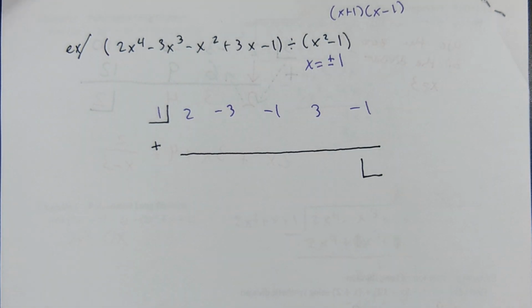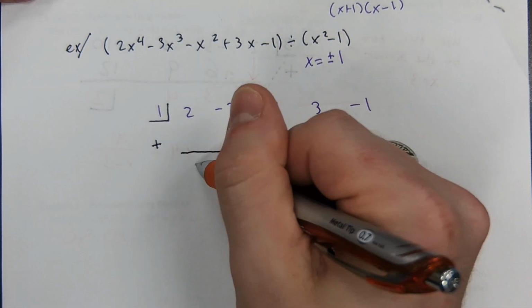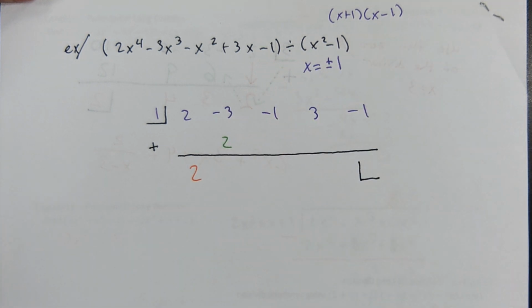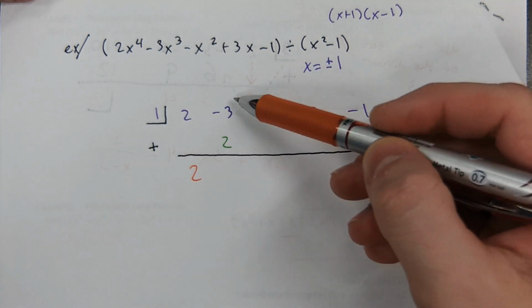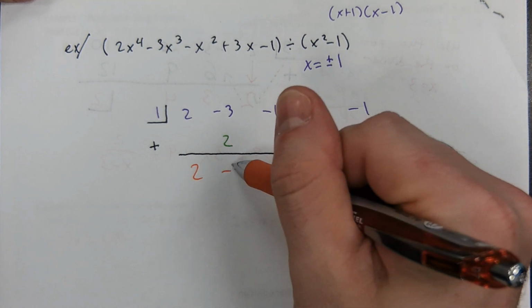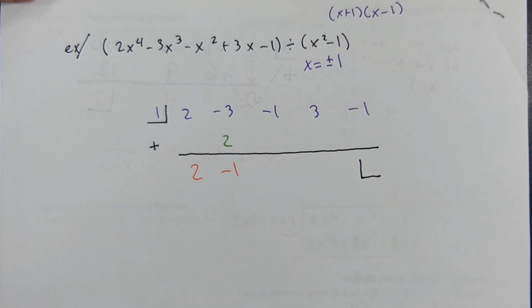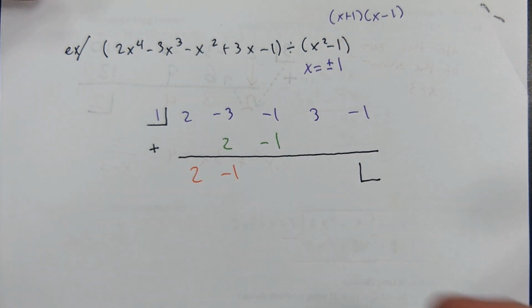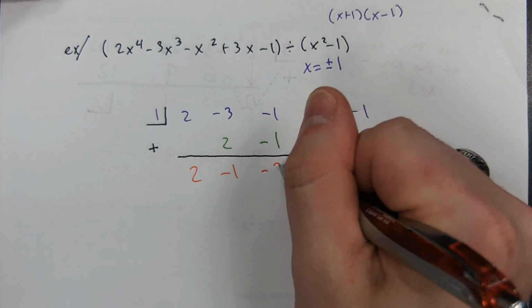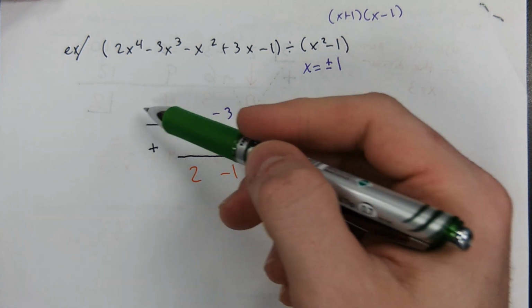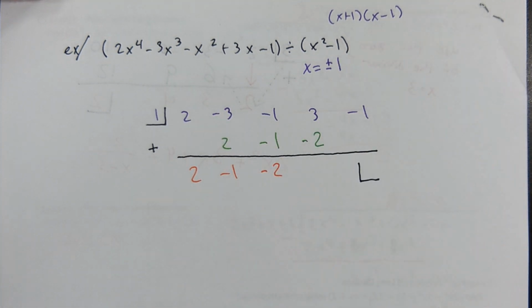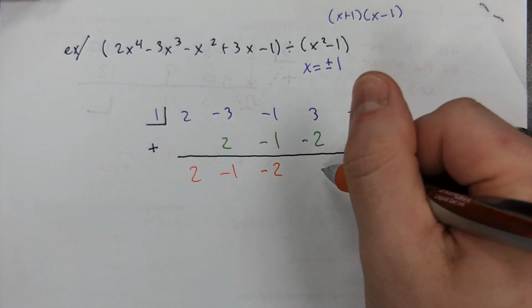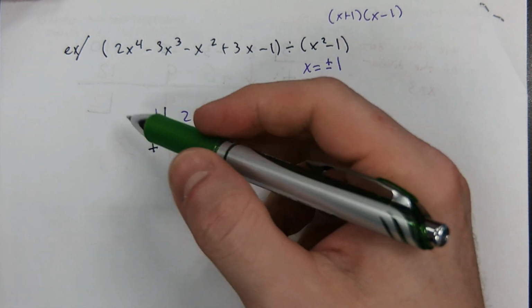Okay, I'll drop the 2 down. 1 times 2 is 2. Negative 3 plus 2 is negative 1. 1 times negative 1 is negative 1. Negative 1 plus negative 1 is negative 2. 1 times negative 2 is negative 2. 3 plus negative 2 is positive 1. 1 times 1 is 1.